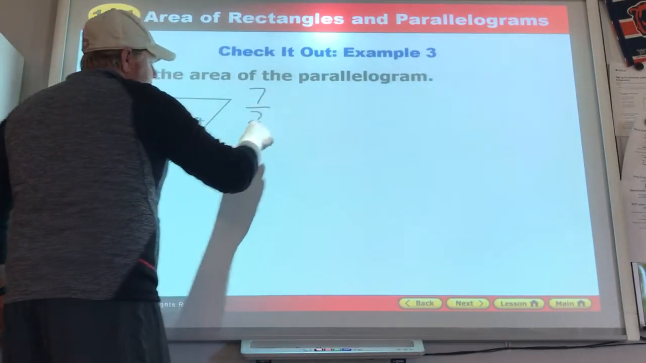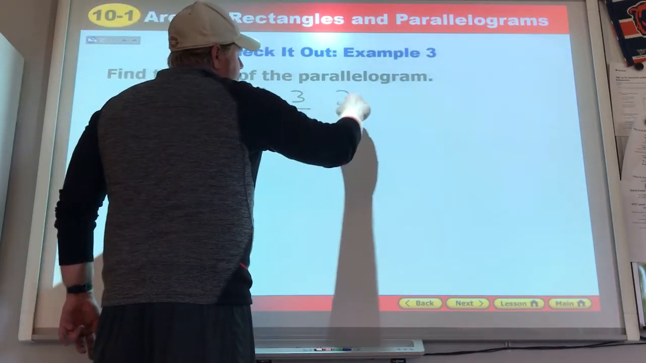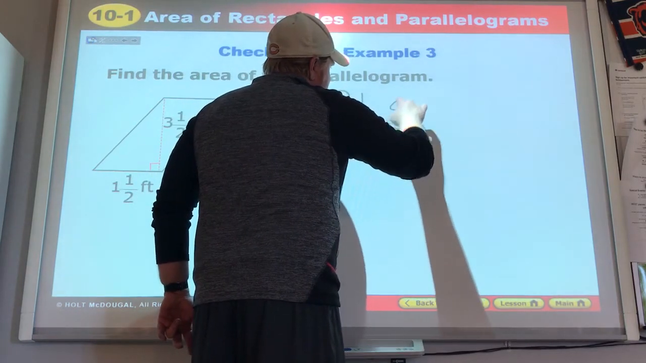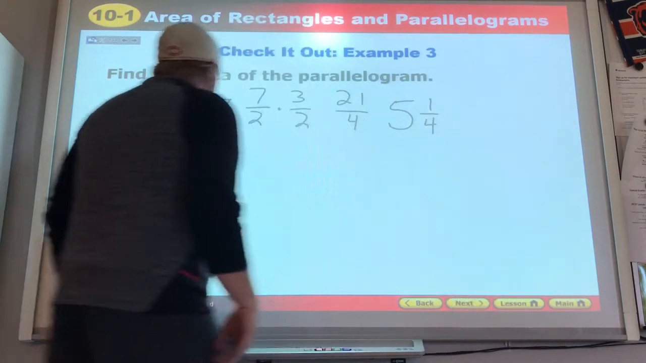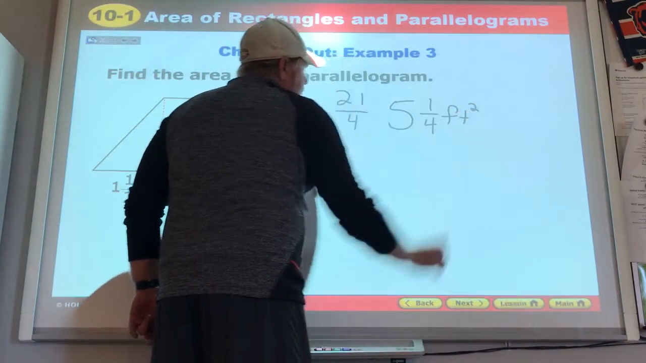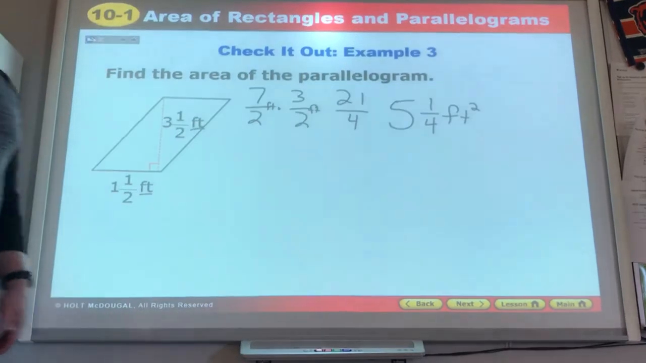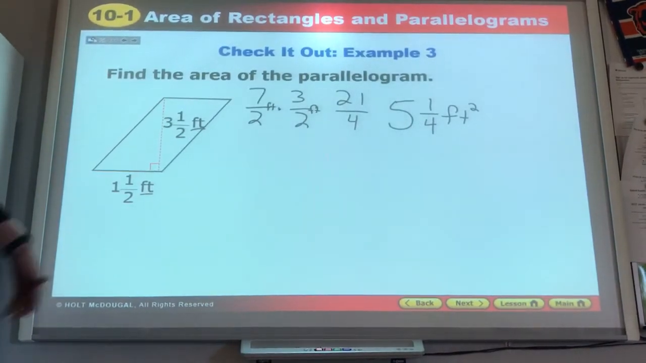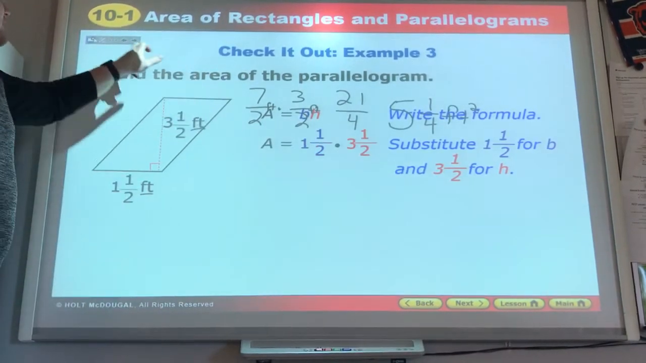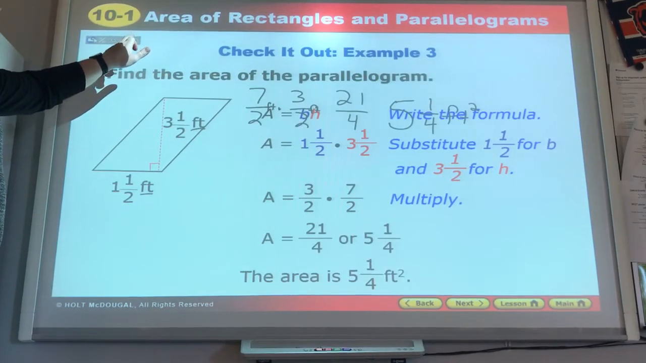7/2 times 3/2, we get 21 over 4. All right, I will take it back to a mixed number, 5 1/4. And don't forget, we had feet and we had feet, so that would be feet squared. Because if we took these, it's like saying feet here, feet here. Oh, 2 feet, that's feet squared. That's why we're always having squares for that. All right, so write the formula. We put those items in there. We multiply, and we get our answer.